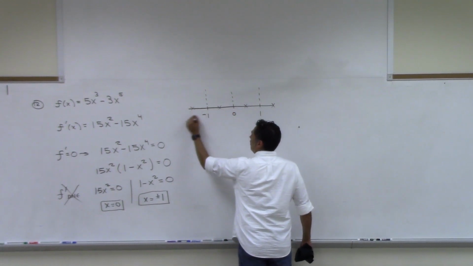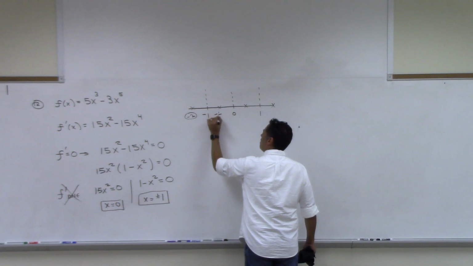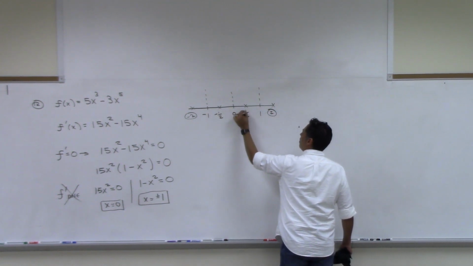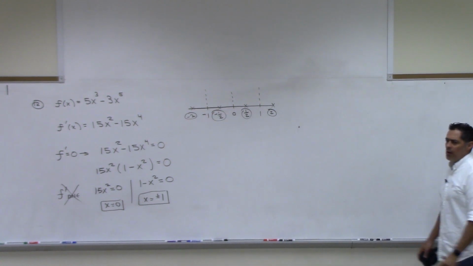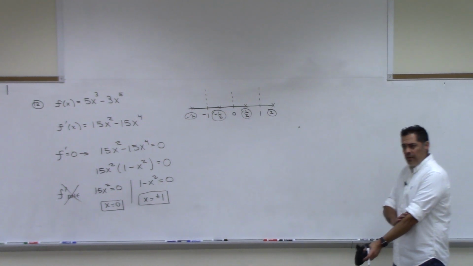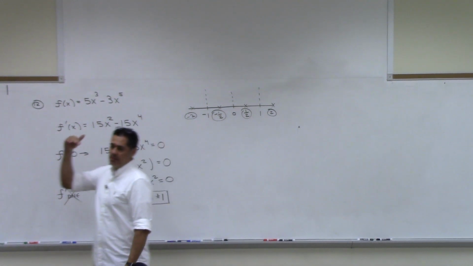At least in here. Over here, I can pick -2. Here, I'll pick -1/2. Here, +1/2. And here, +2. So I circle my test points. And very important step now, where do I plug those test points in? Into the derivative, because the derivative tells us about up and down, right? The derivative is positive, you're going up, negative down.